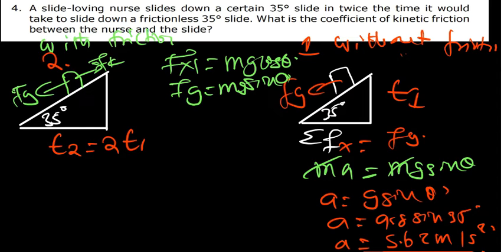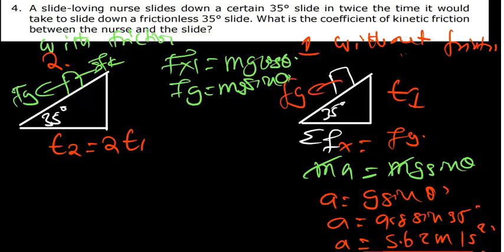Now we are saying that at this point the distance is going to be the same. If the distance is going to be the same, what are we going to do from here? Now we have the acceleration for this one. What was the acceleration for the second one?